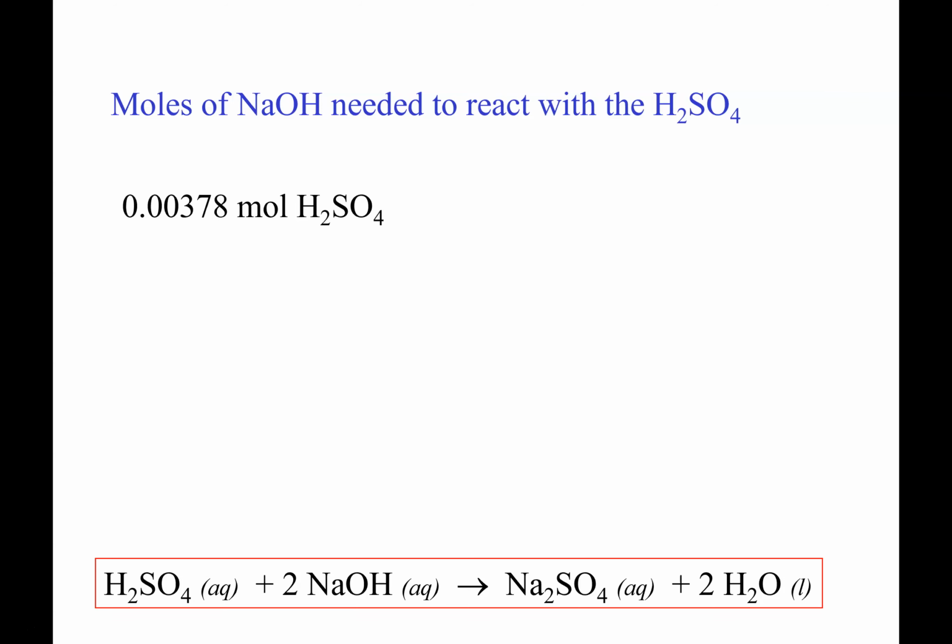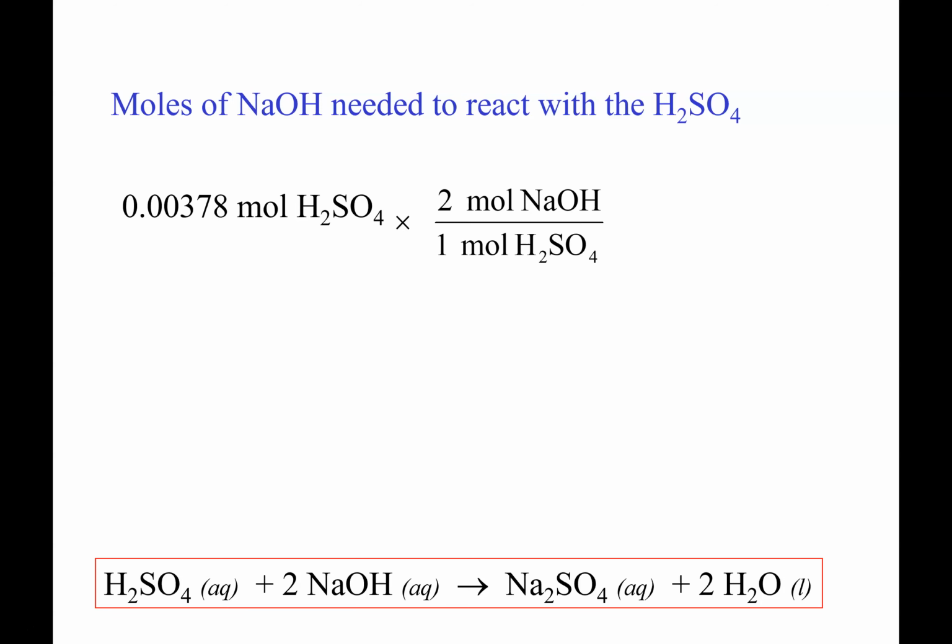So if I rewrite this number, it looks like this: 0.00378 moles of H2SO4. Now I'm going to use a stoichiometric ratio. I'll point out the balanced equation down here. I want moles of H2SO4 to cancel, and I want to be left with moles of NaOH. So what does that ratio look like? 2 to 1, and I'm sure you would write units with that. So exactly 2 moles of NaOH over 1 mole of H2SO4. Perfect.